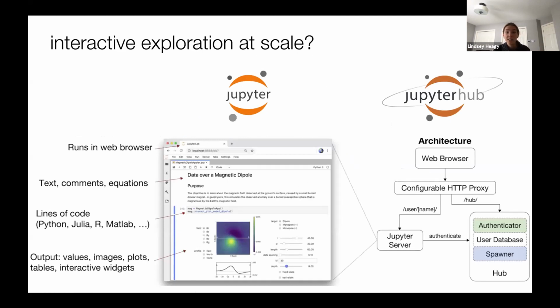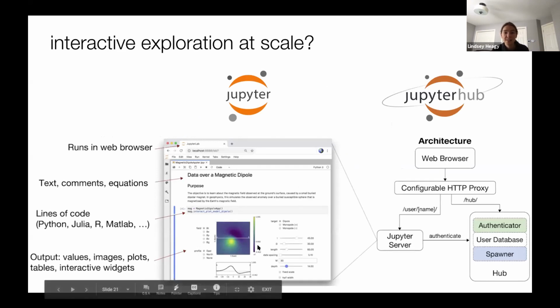So as I mentioned, what is Jupyter? Jupyter gives us an interactive computing environment. You can combine code and text and widgets and things like that, all in one document that you can then share.